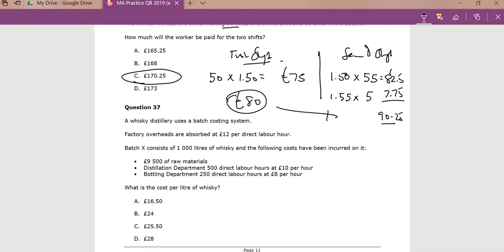Question 37, what we have here is a whiskey distillery that uses a batch costing system. Factory cost is £12 per direct labor hour. A batch consists of 1,000 liters. So what's the cost per liter? So what are we doing here? We've spent 9,500 on raw materials. So raw materials, we have 9,500.